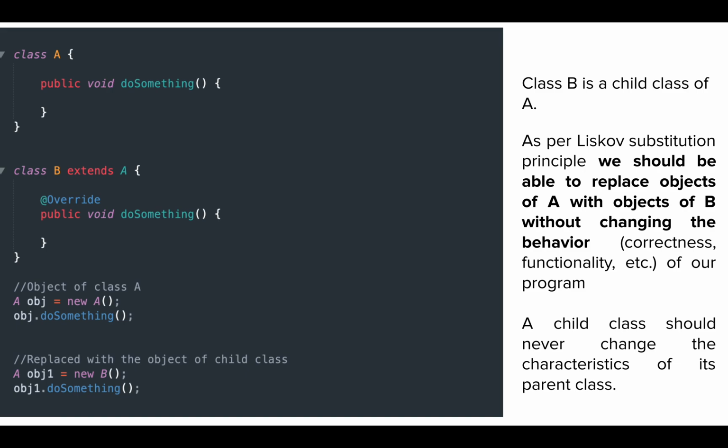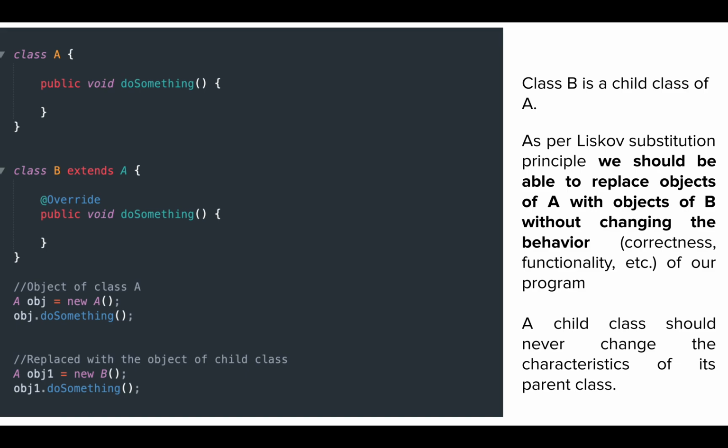Now let me repeat the principle again. If substituting the superclass object, here the superclass is A, with a subclass object, here the subclass is B, changes the program behavior in unexpected ways, then the Liskov substitution principle is violated.